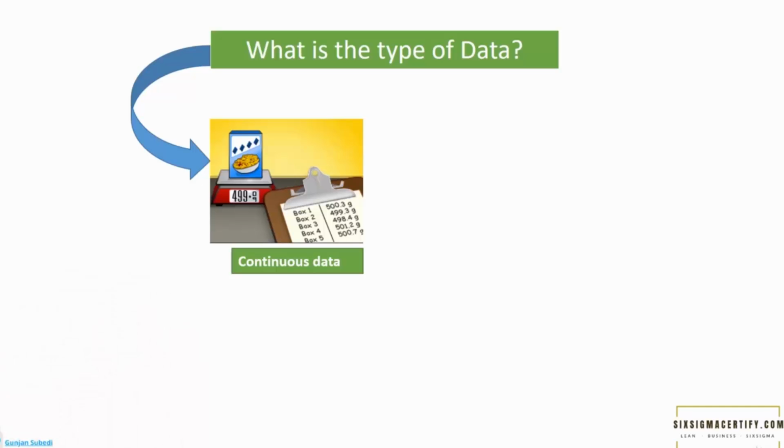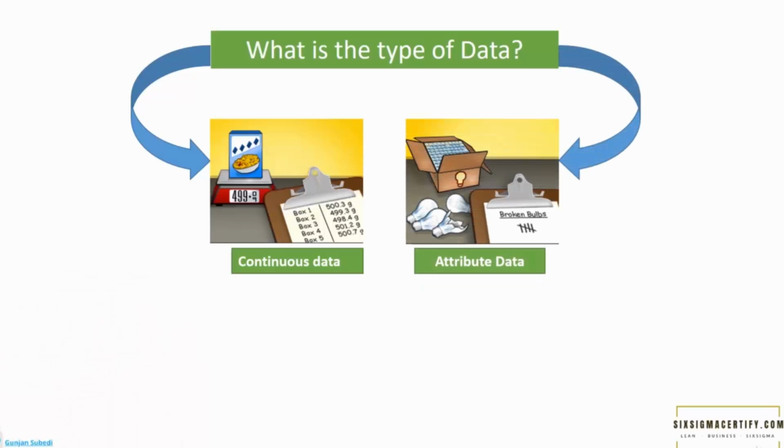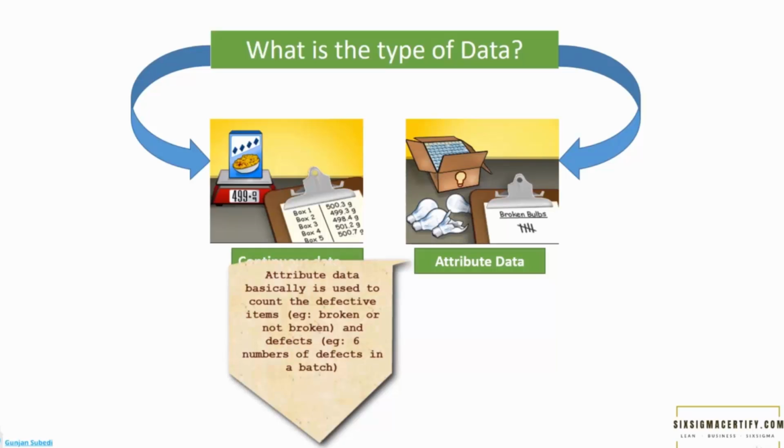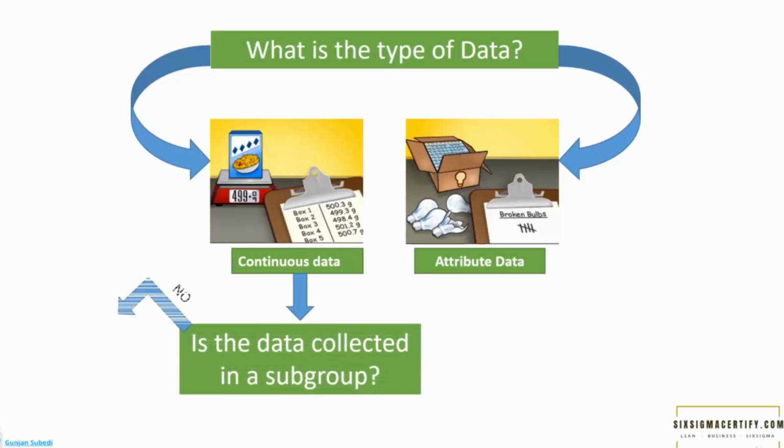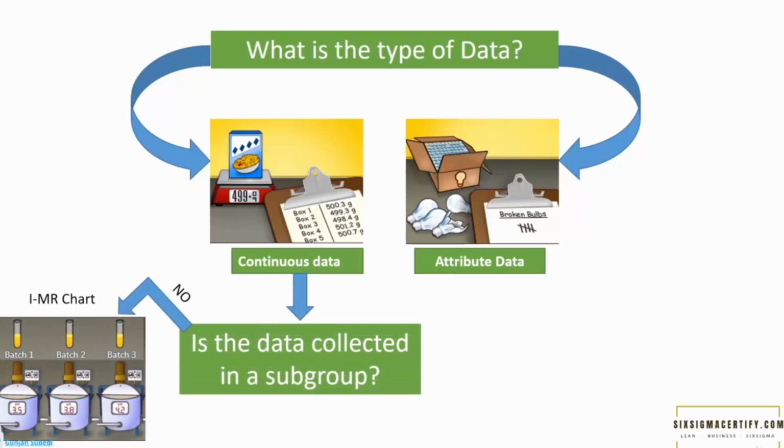There is another type of data as well, which is called attribute data. Attribute data are always whole numbers. They are usually used to count the defects or defective items. Now the continuous data, if it is not collected in the subgroup, we choose the IMR chart. For example, a chemist measures the pH of the solutions every 15 minutes for 3 batches. So here the data is not collected in a subgroup, so we are good to go with the IMR chart.